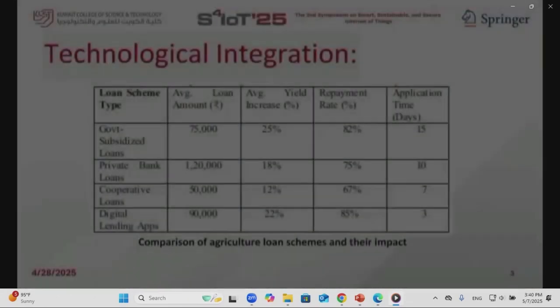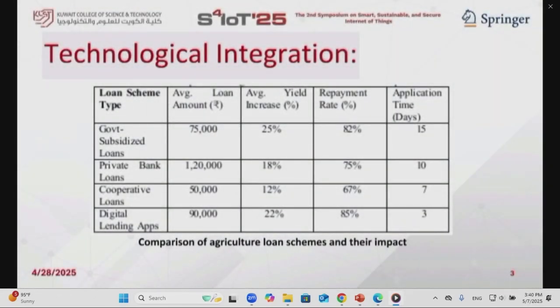Then the technological integration in this: we have a type of loan scheme which is government subsidy loans, and the average amount of the loan is 75,000 with an average yield increase of 25,000 and a repayment of 82 percent, which has an application time of 15 days.